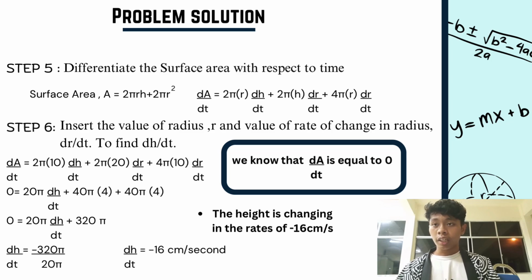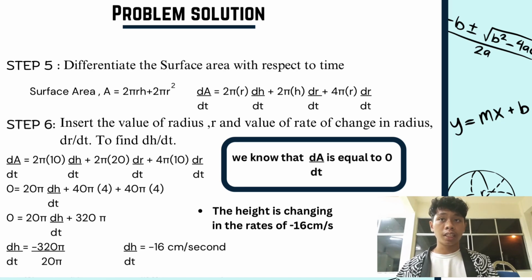So 0 is equal to 2 pi (10) dh over dt plus 40 pi (4) plus 40 pi (4). 0 is equal to 20 pi dh over dt plus 320 pi. For the last answer, dh over dt is equal to negative 16 cm per second. So the conclusion is the height is changing at the rate of negative 16 cm per second.